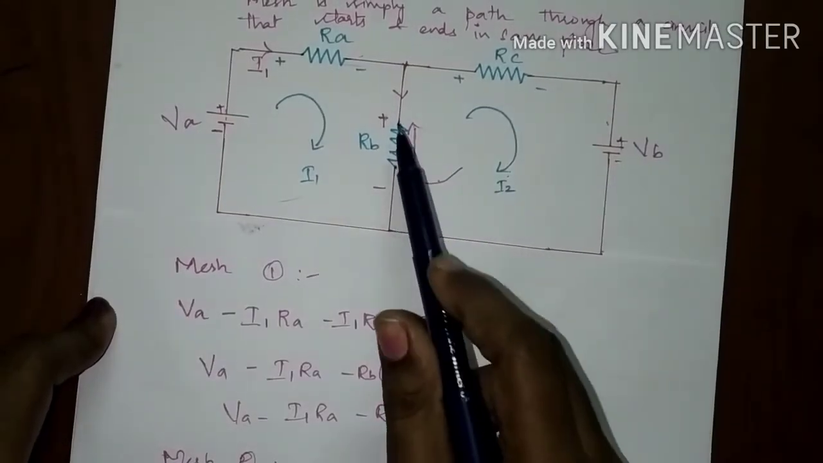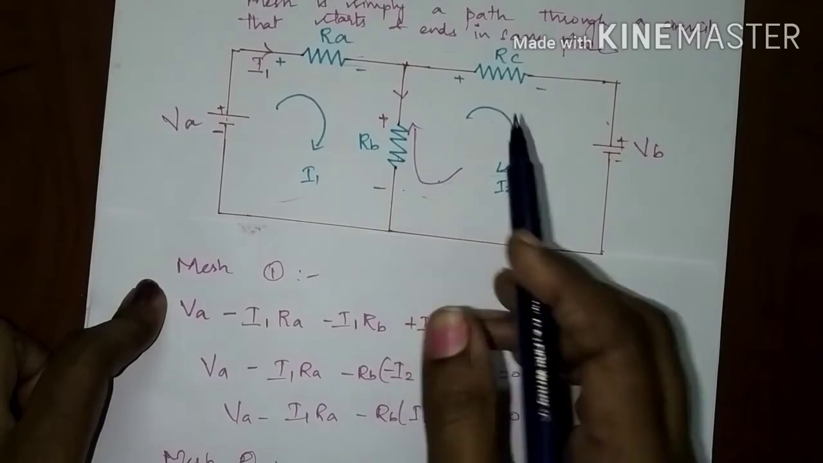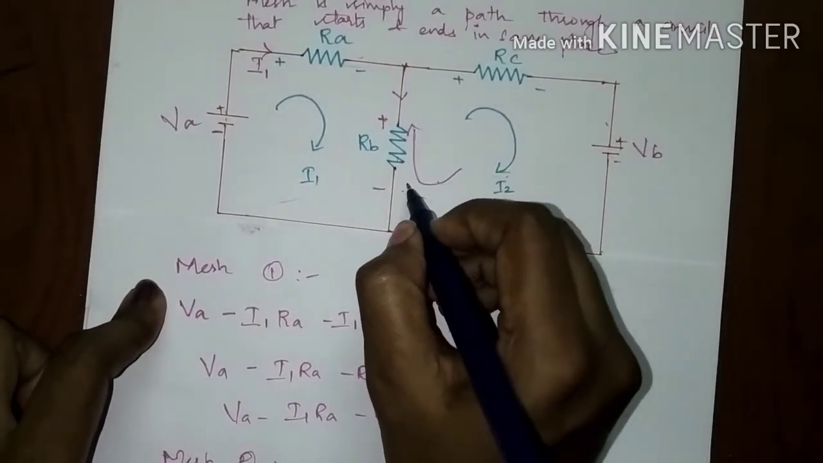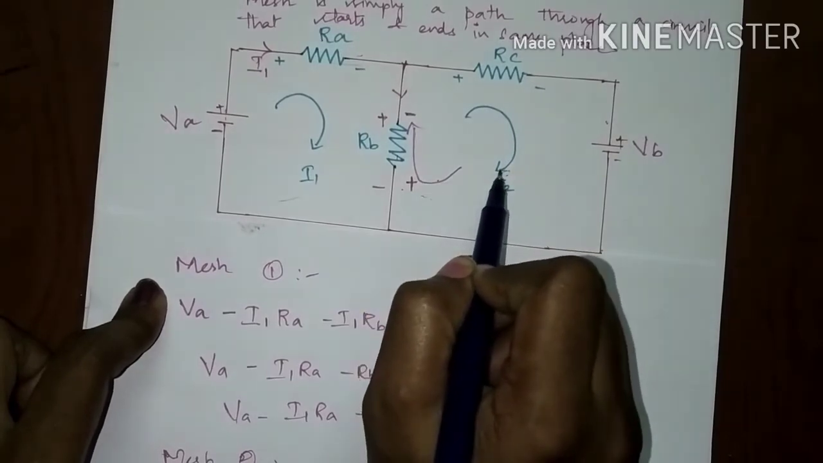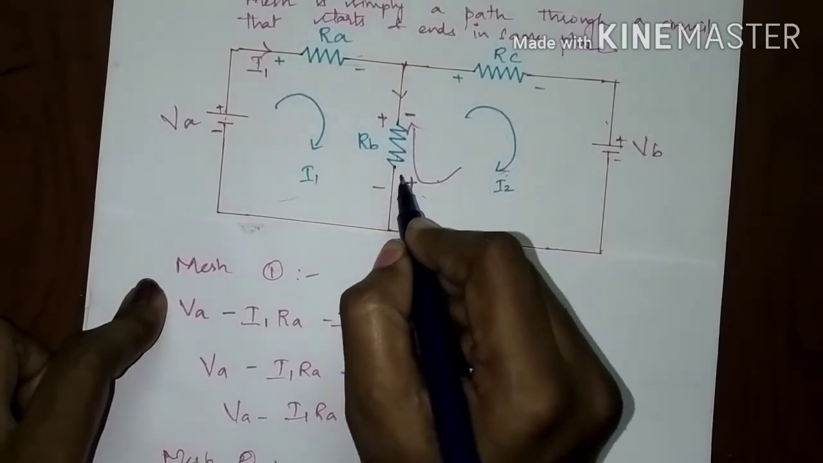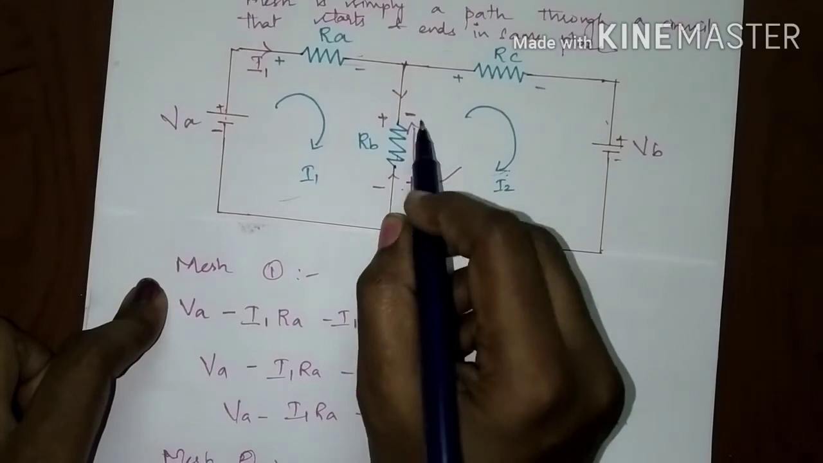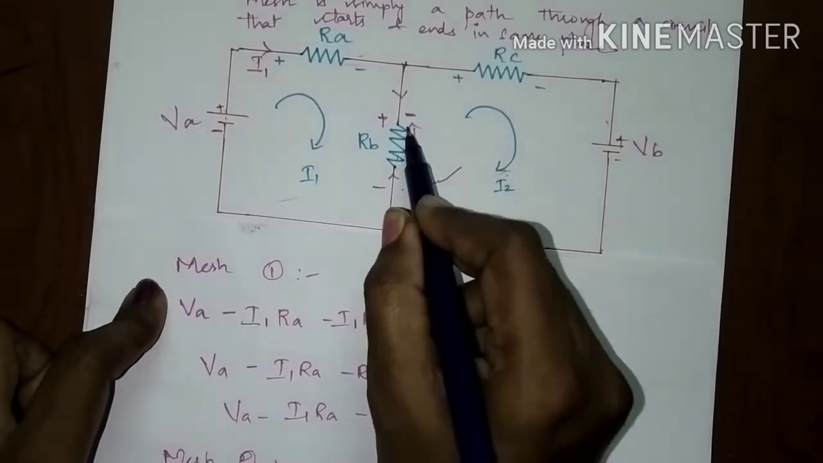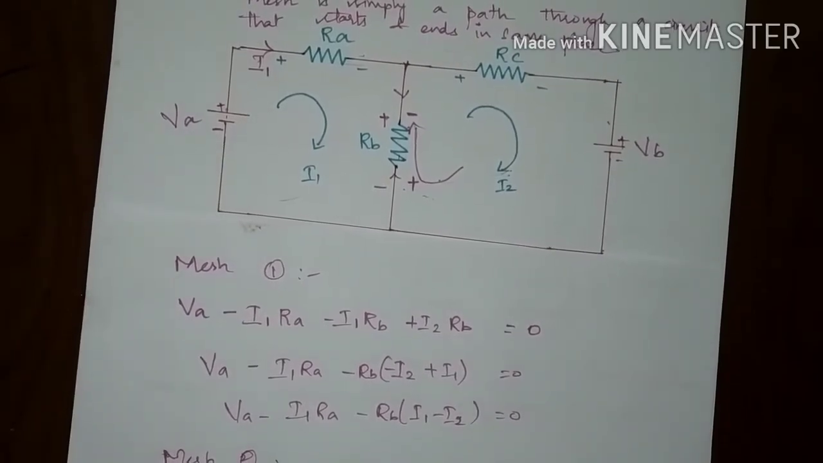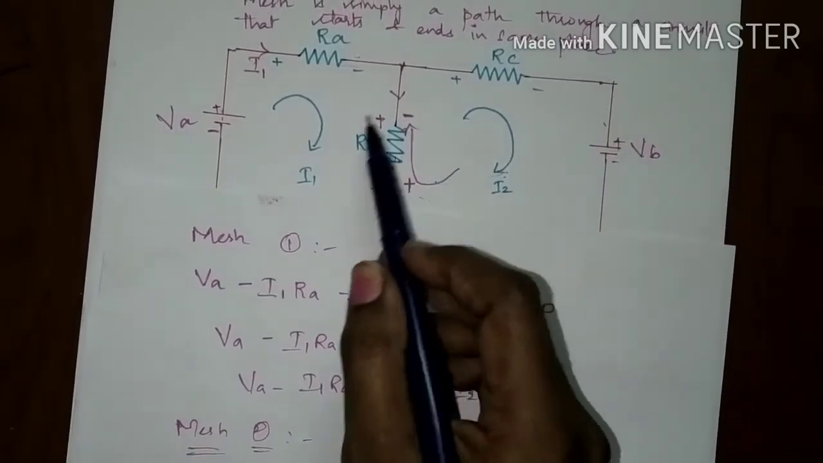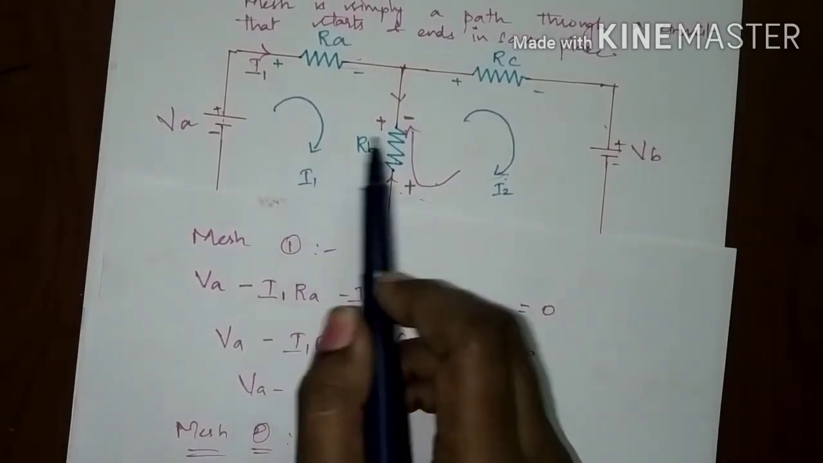And again the current will be flowing from here to here. When I2 current flows through this, the entering RB terminal can be represented as positive and the leaving as negative. When you take the main current as I2, then the current entering the RB would be positive and the leaving would be negative. Here it is a potential drop again, that is minus I2 RB. And RB is a branch which is common to both the meshes.